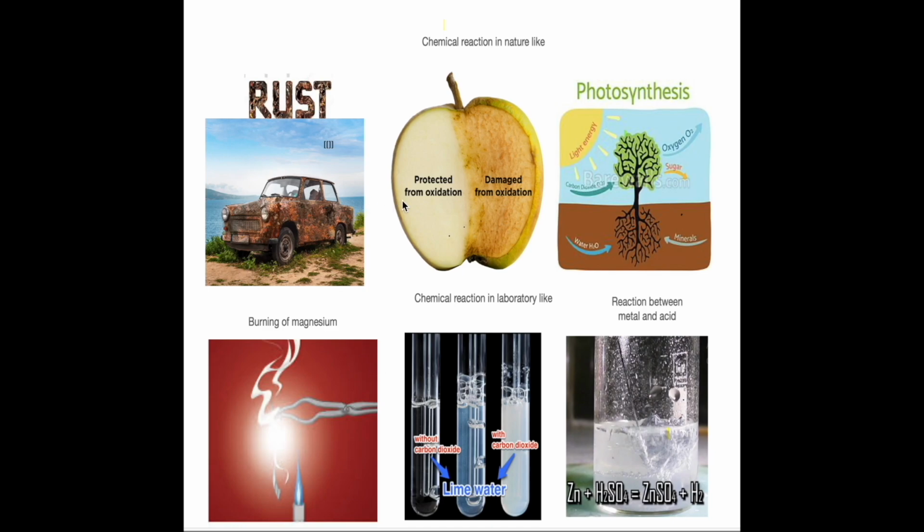Yes, wherever a chemical reaction occurs, be it in nature like rusting, oxidation or photosynthesis, or in the laboratory like burning of magnesium ribbon, reaction of quicklime with water and passing excess carbon dioxide into the solution, or reaction of a metal with an acid, a million dollar question arises: how can these chemical reactions be written on paper? Yes, these chemical reactions are represented on paper by chemical equations. Let us take a deep dive into the topic to learn more.